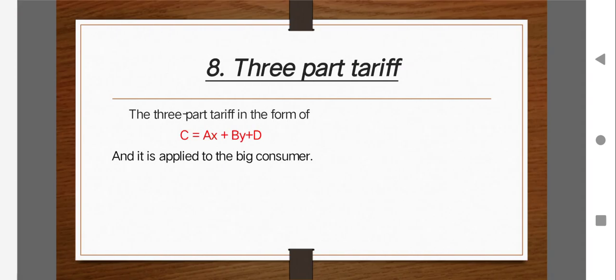Three-part tariff. The three-part tariff is in the form of C = AX + BY + D, and it is applied to big consumers.